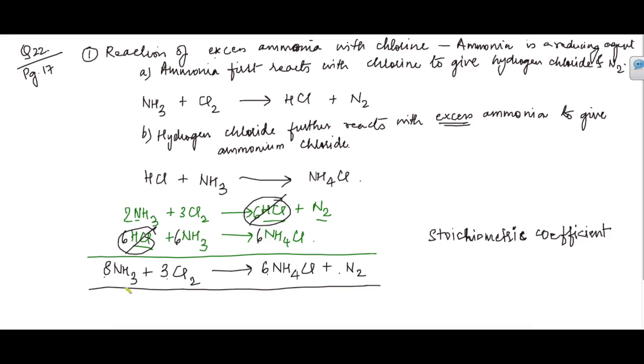If you want, you can check the number of atoms. I've got 8 nitrogen on the reactant side. On the product side, I have 6 plus 2, 8 nitrogen atoms. Hydrogen is 8 into 3, 24. On the right hand side, I've got 6 into 4, 24. And we have 3 into 2, 6 chlorine atoms. I have got 6 chlorine atoms again. So the equation is a balanced chemical equation.